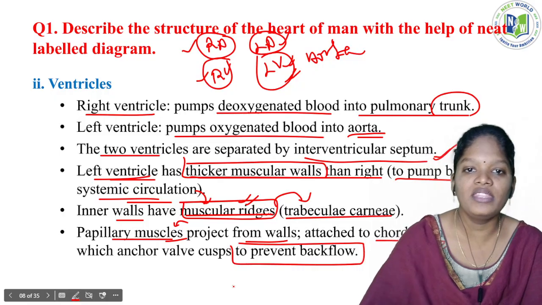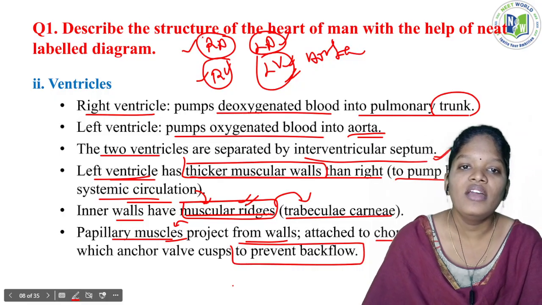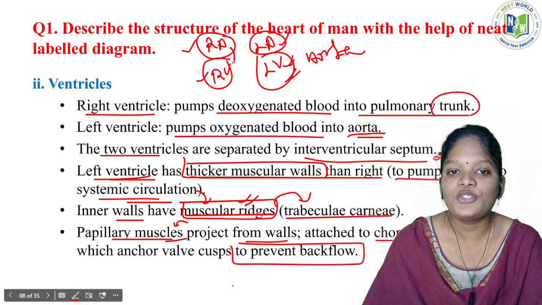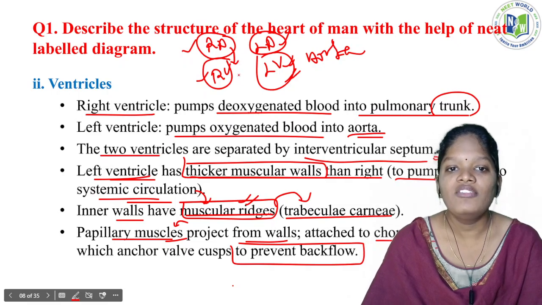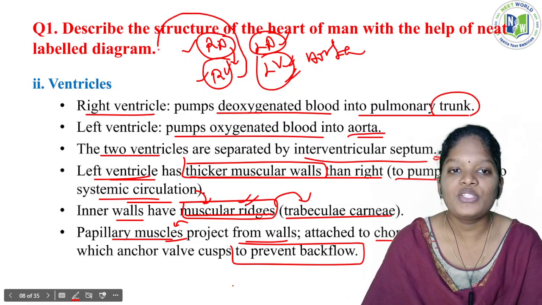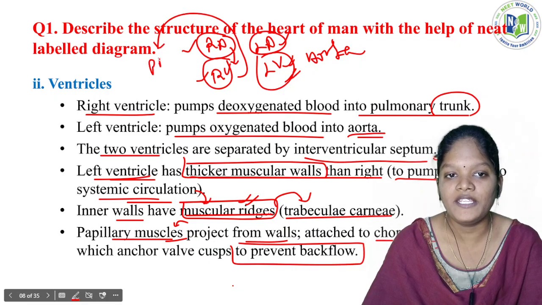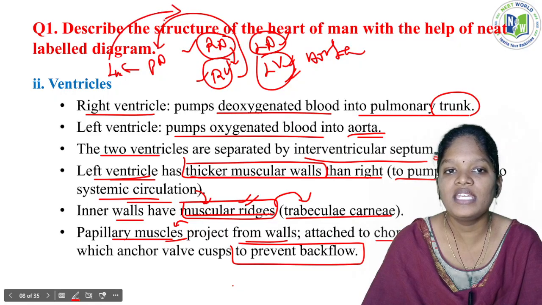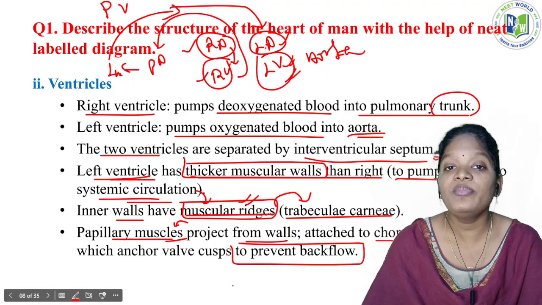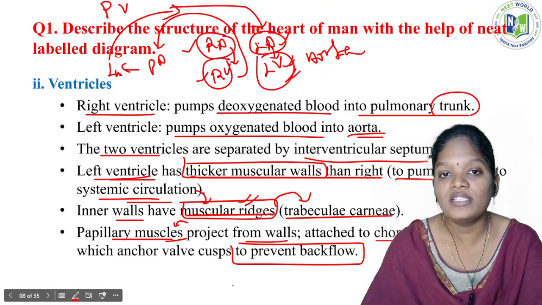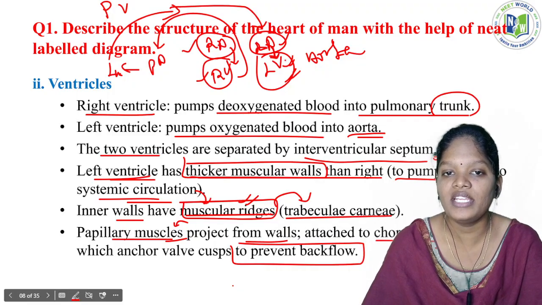From the right atrium the blood has to enter the right ventricle. From the right ventricle the blood is taken by the pulmonary artery. From the pulmonary artery it goes to the lungs. From the lungs the oxygenated blood is taken by the pulmonary veins to the left atrium. From the left atrium the blood has to enter the left ventricle.